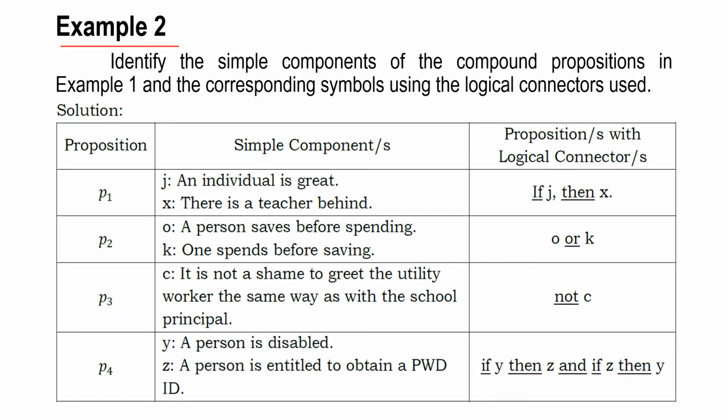So for your example number 2, let's identify the simple components of the compound propositions in example number 1 and the corresponding symbols using the logical connectors. As part of the solutions, we simply use the propositions under your P sub 1, P sub 2, P sub 3, and P sub 4. Here is your proposition P sub 1 to your P sub 4. Then here are the simple components or the simple propositions under P sub 1 to P sub 4.